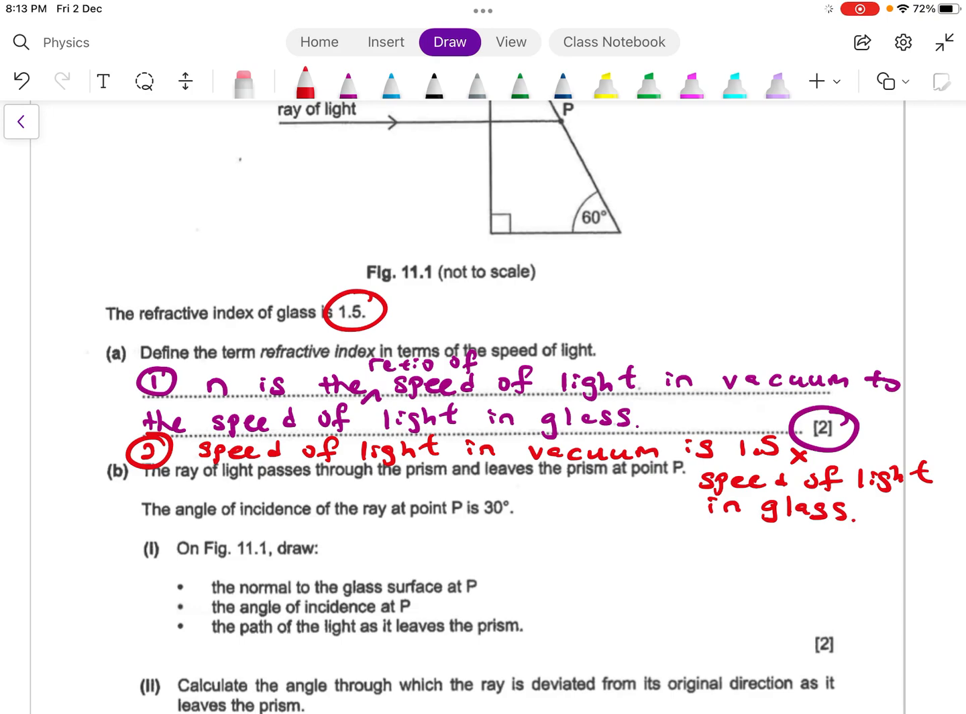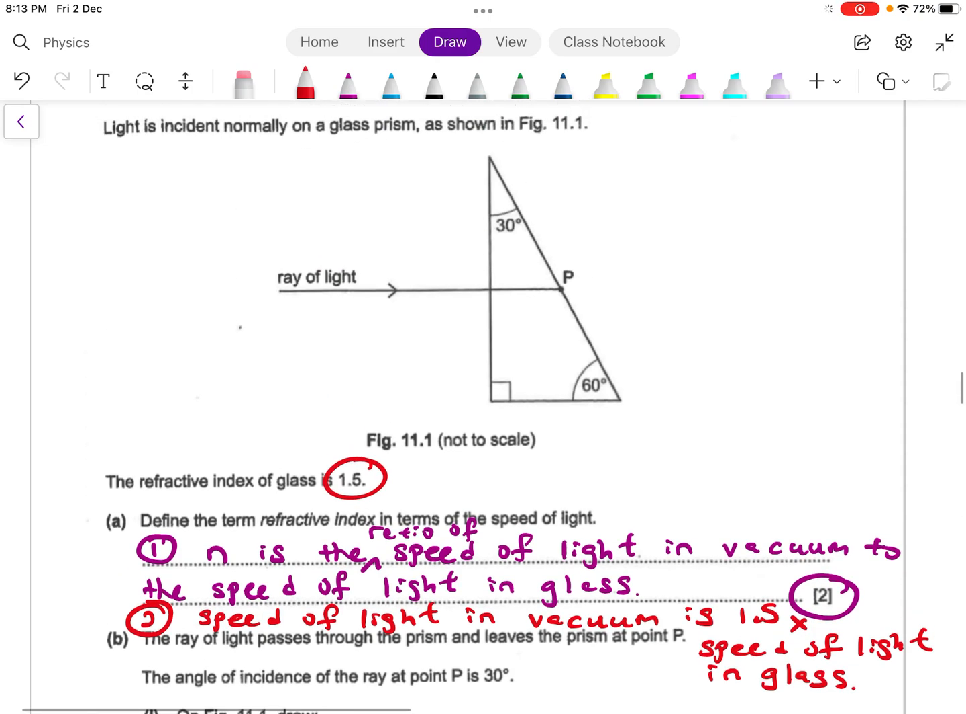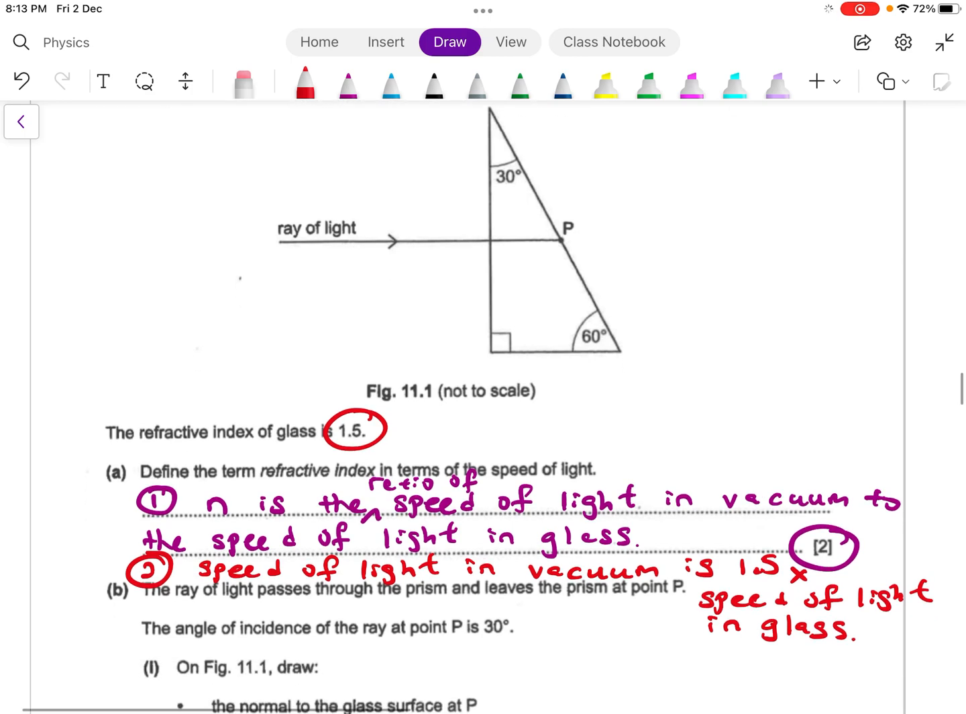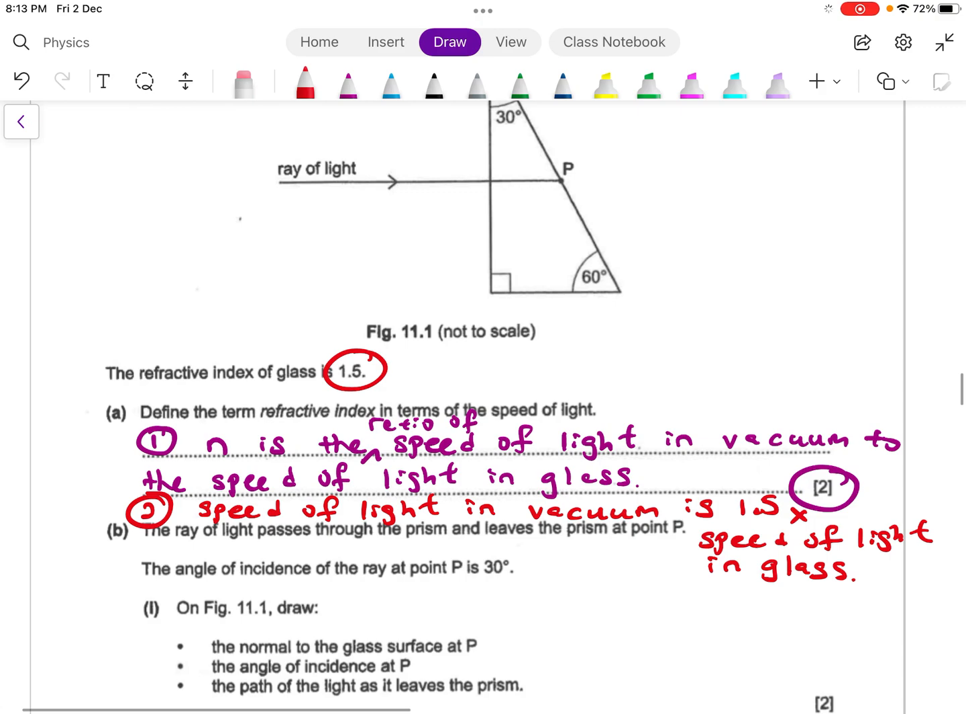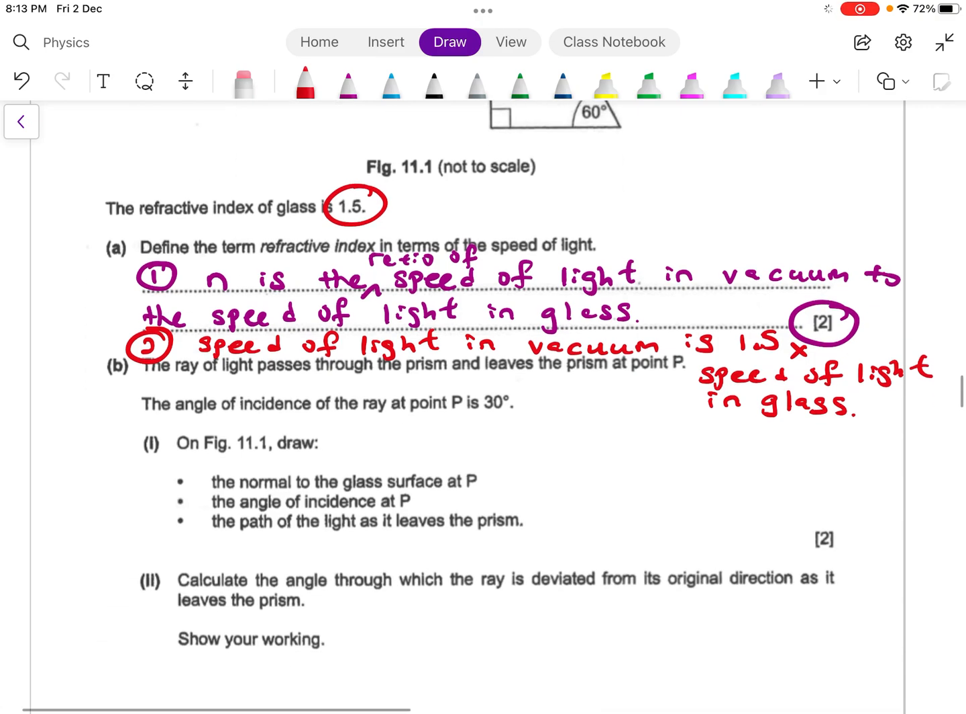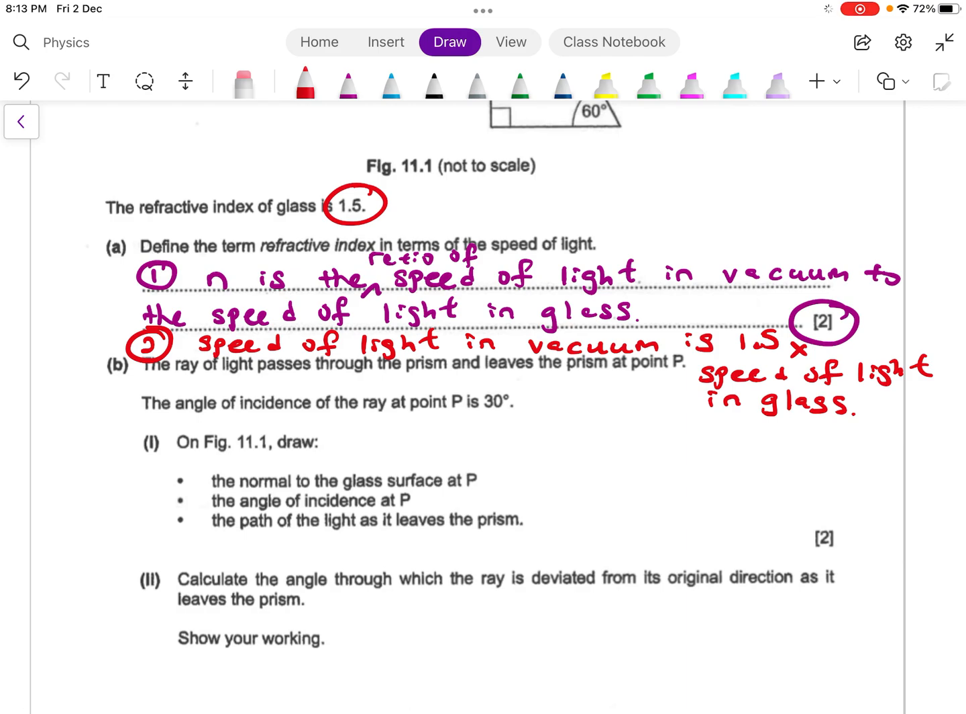Okay, let's take a look at part B. A ray of light passes through the prism and leaves the prism at point P, going into the air. The angle of incidence of the ray at point P is 30 degrees. On figure 11.1, draw the normal at P, the angle of incidence at P, and the path of light as it leaves the prism.